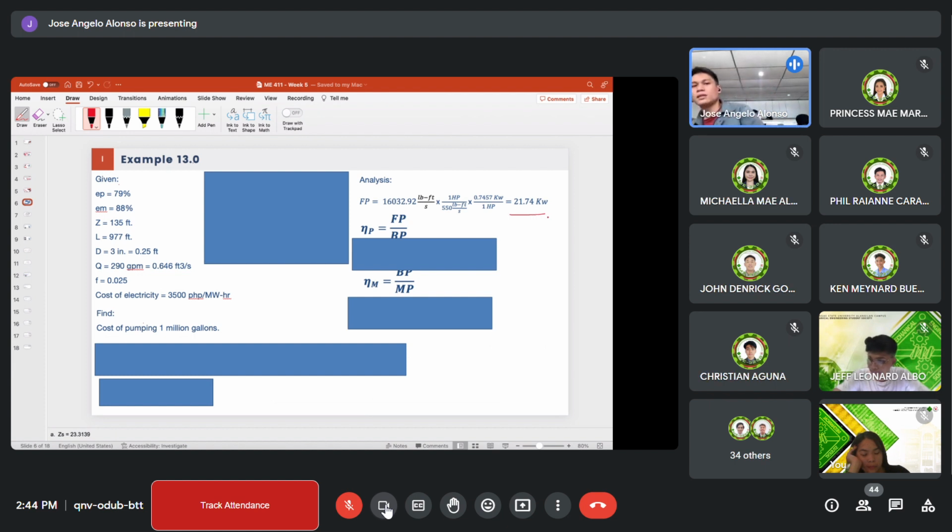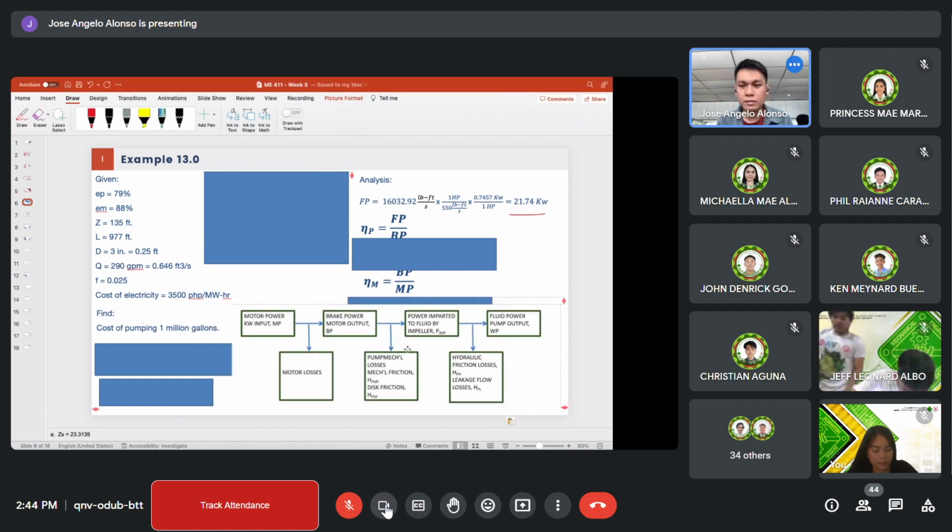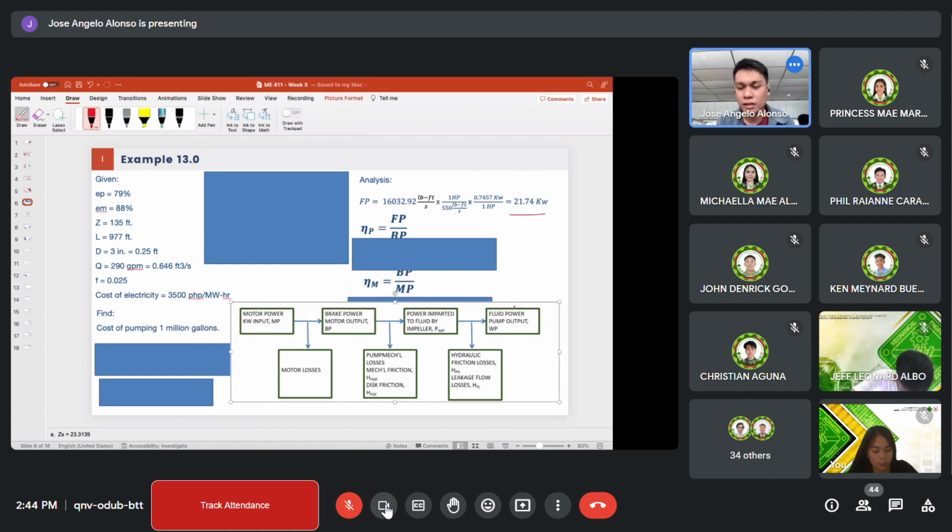So the equation to determine the brake power, kasi dadaan muna tayo. Kunin ulit natin yung pump analysis chart natin. So we already know the value for fluid power. Then, pabalik tayo dito, class. So, from fluid power, kukunin natin si brake power gamit yung efficiency ng pump. Then, from brake power, kukunin natin si motor power gamit yung motor efficiency.